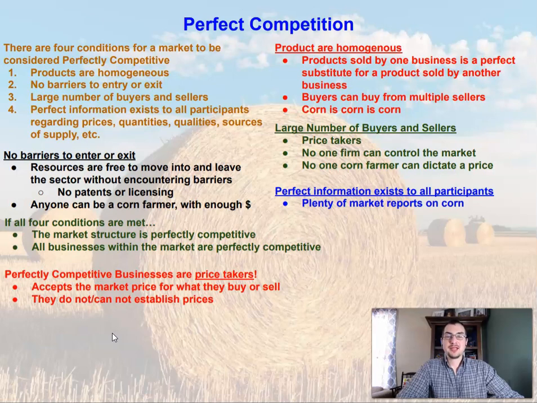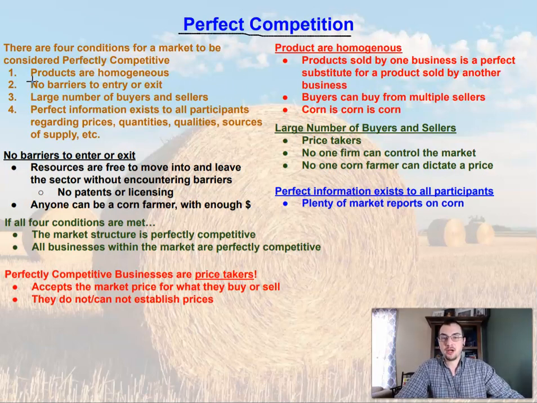So the first main concept that we're going to introduce to you here in Chapter 6 is this concept known as perfect competition and what it means for a market to be considered perfectly competitive. So there are 4 conditions for a market to be considered this perfectly competitive aspect.